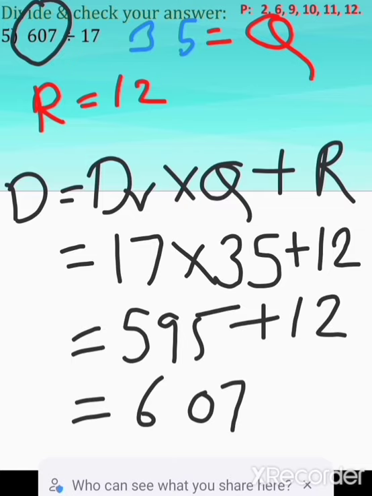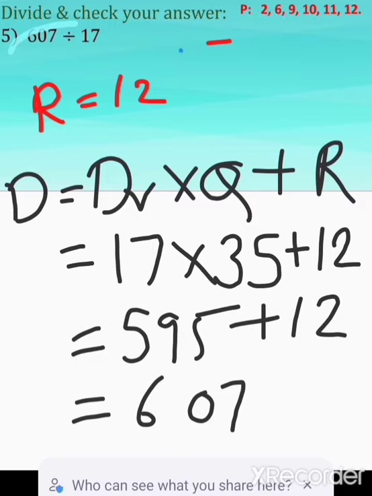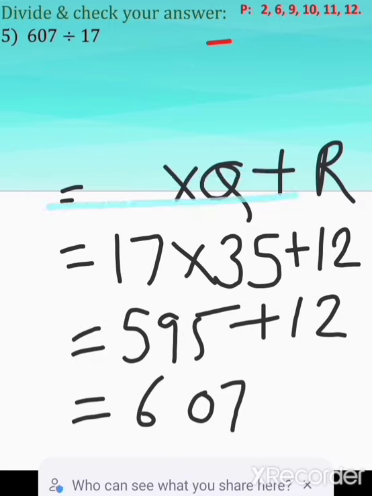So have I got my dividend? Yes, it means my division is right. Okay, let's take one more example.